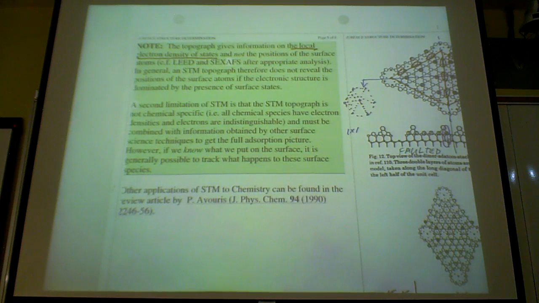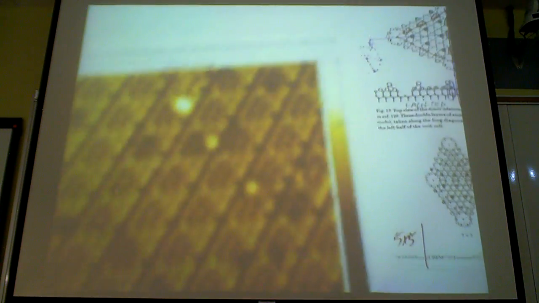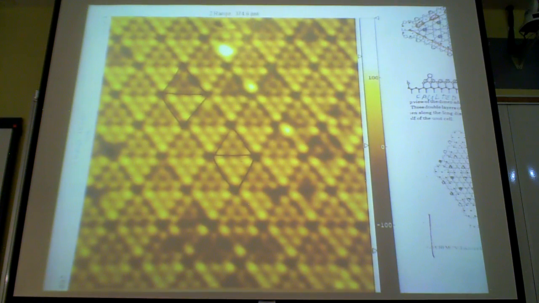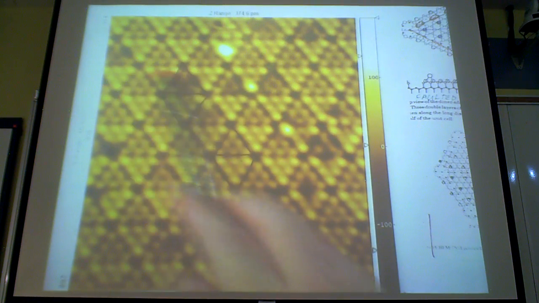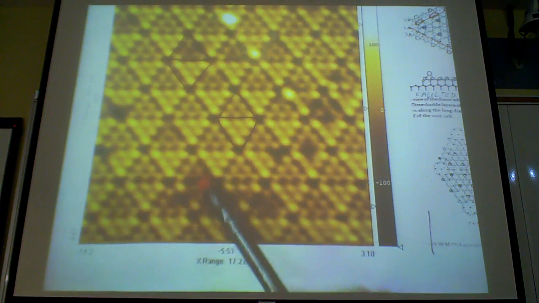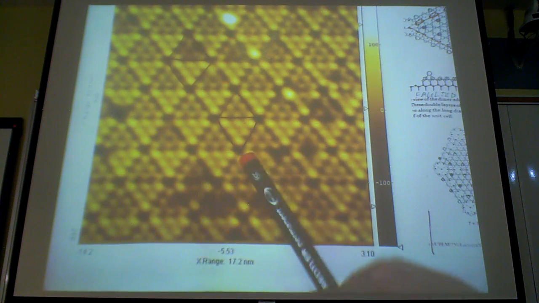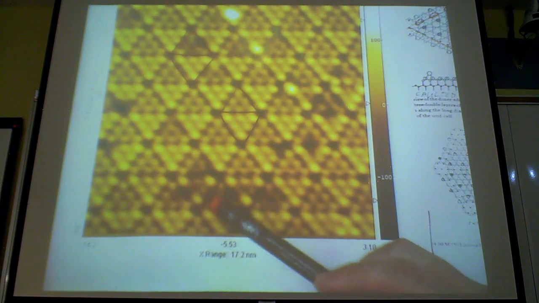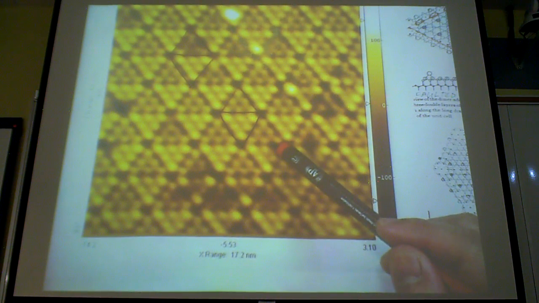So for example, let me look at this image that my student collected. So I got this nice, beautiful image of my 7x7 surface, right? And I noticed that these dark areas must correspond to some foreign thing falling onto the surface, right? And I have no way of telling what is the chemical nature of this dark area versus this one, for example.